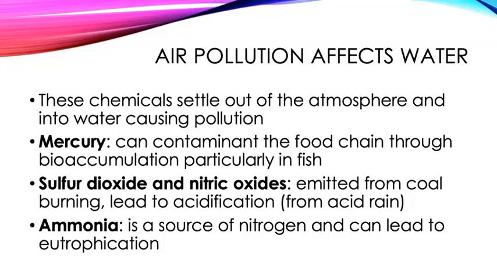Sulfur dioxide and nitric oxides come from burning of coal as well. They can be emitted from that coal burning, again, from cars. They can lead to acidification. So you can actually get acid deposition or acid rain occurring due to those. And then that can affect waterways by lowering the pH to a dangerous level that organisms cannot handle. Or even ammonia, which is a source of nitrogen. And as we know, nitrogen, when it gets into waterways, can lead to eutrophication.